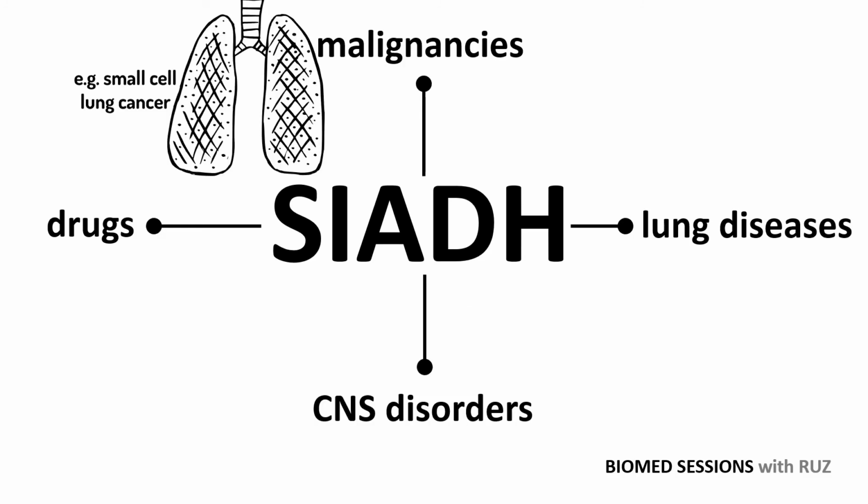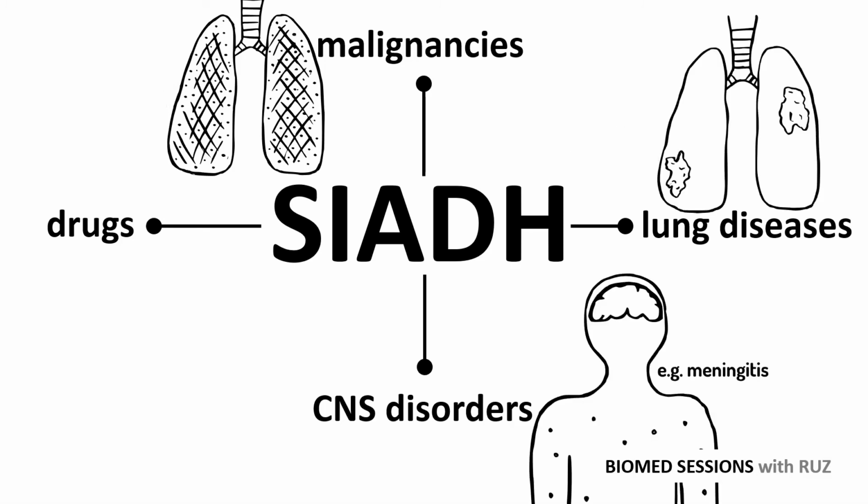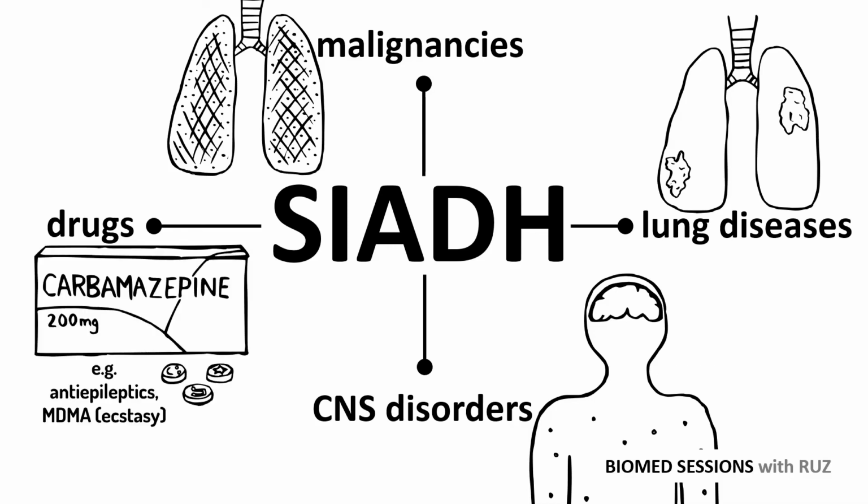Malignancies, e.g. small cell lung cancer, lung diseases, e.g. pneumonia, central nervous system disorders, e.g. meningitis, and certain drugs, e.g. anti-epileptic medications and the recreational drug ecstasy. Based on these possibilities, you may understand that ordering a chest x-ray and asking the patient's medication/drug use may be helpful as first steps towards figuring out what's going on.